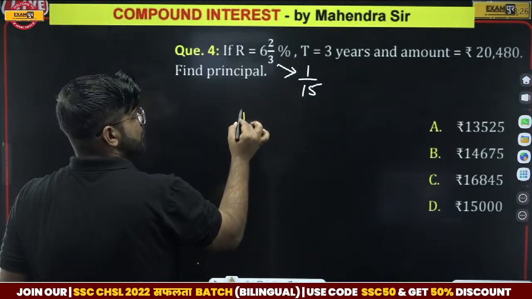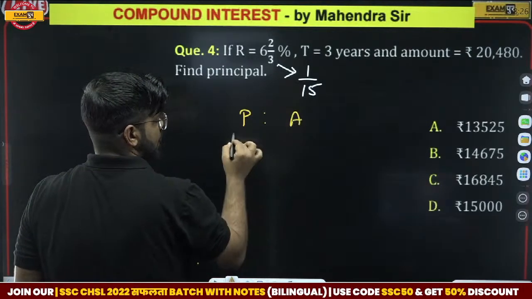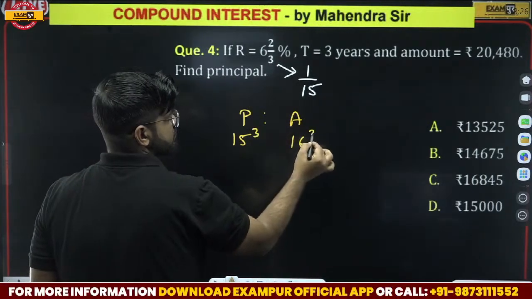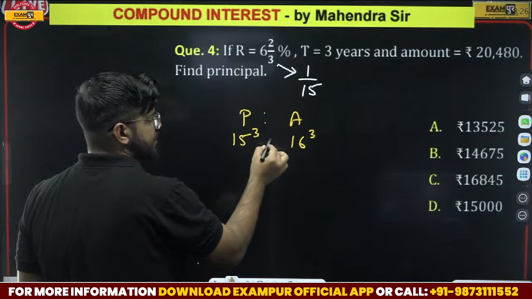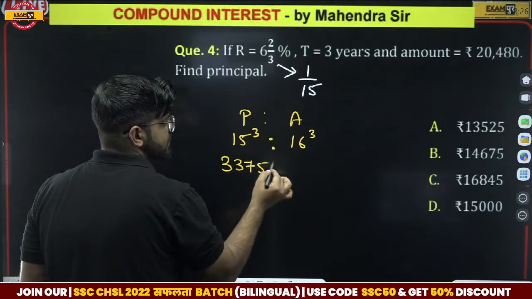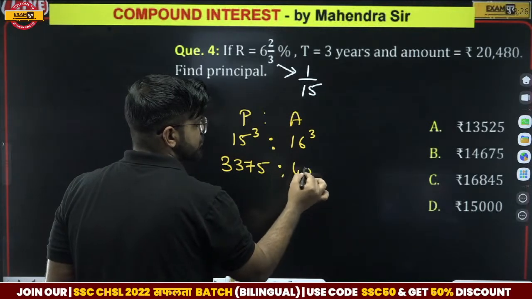Superb. So P ratio A. 15 is going to be 16. For 3 years, I have to do cube here, right? So here I will get 3375. Here I will get 4096.